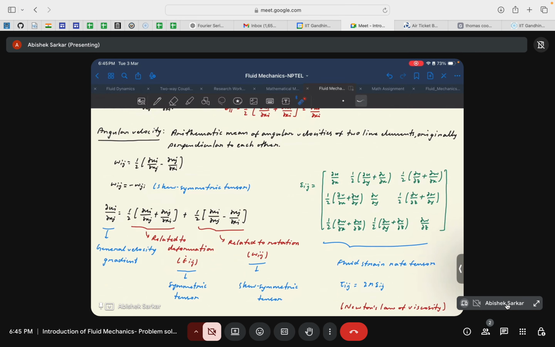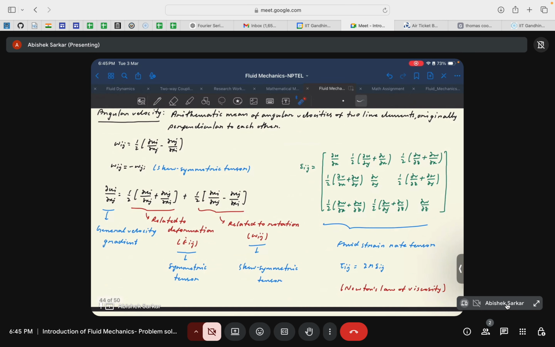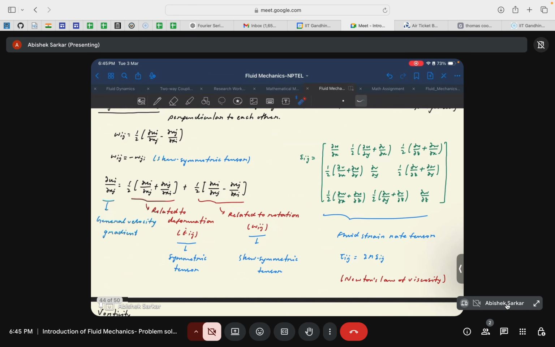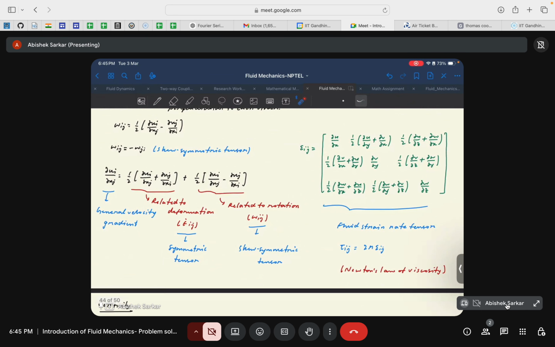Okay, so again there is a very good simple identity: the general velocity gradient can be represented as the sum of a symmetric and a skew symmetric tensor. Again, similar to matrix algebra, where a square matrix can always be represented as a sum of a symmetric and a skew symmetric matrix.